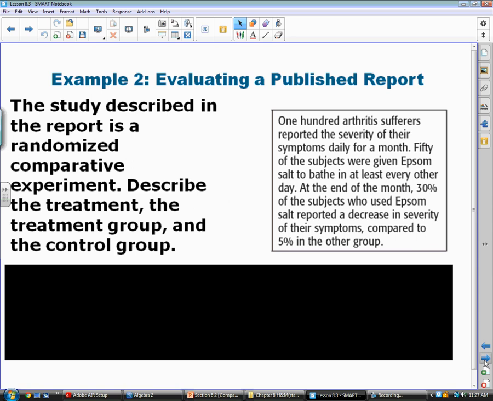Go ahead and discuss right here. In the study to the right, it's described as a randomized comparative experiment. Describe the treatment, the control group, and the treatment group. Go ahead and do that with your partner.